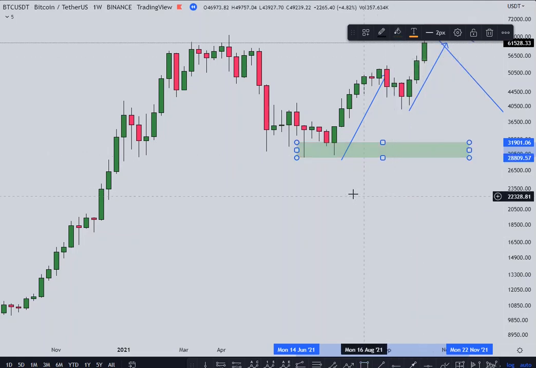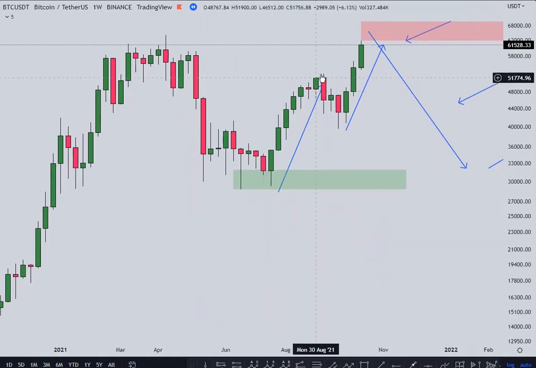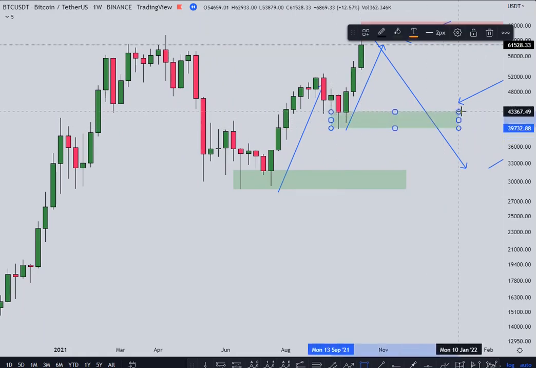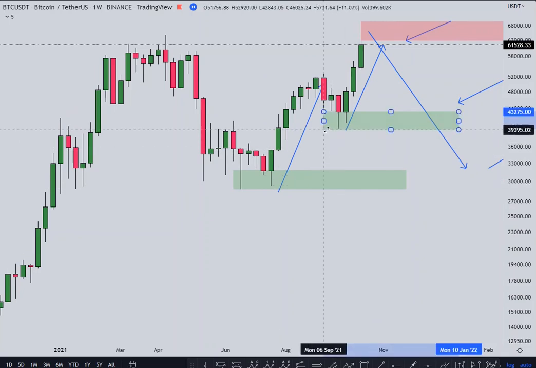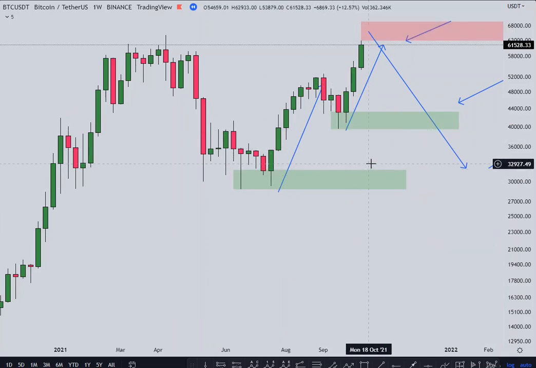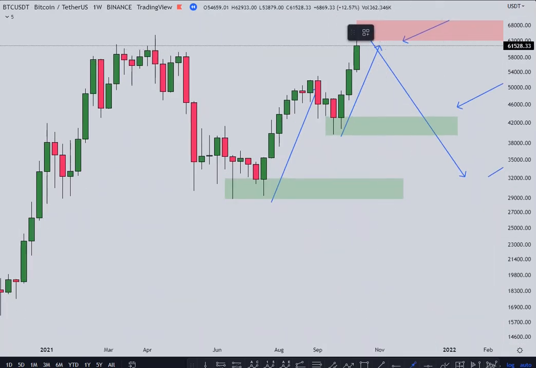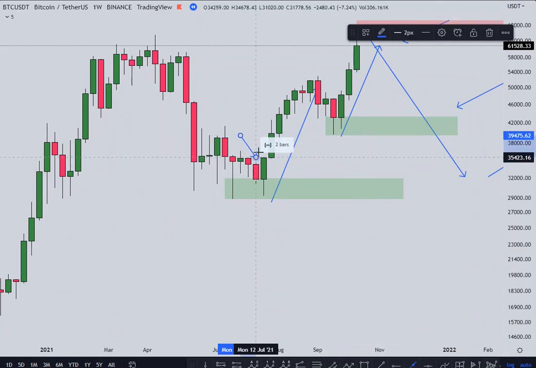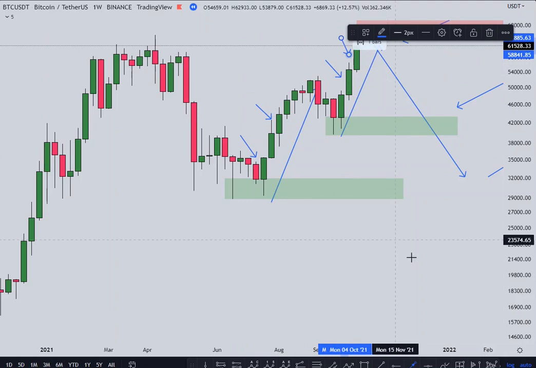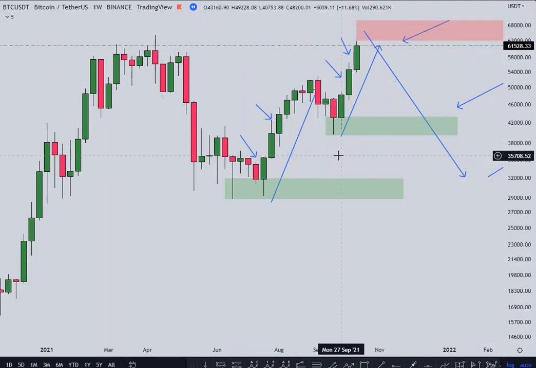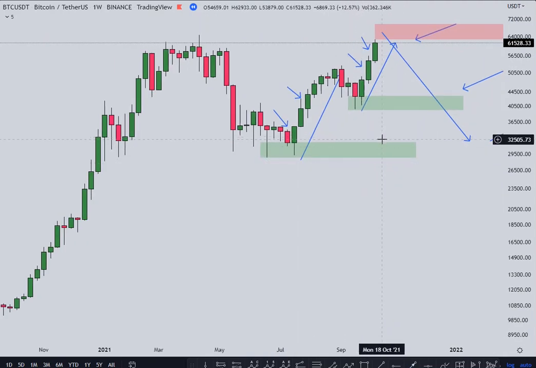Let me change the color. And here we have another demand area. These long lower shadows are a good representation of a demand area. And also you can see a few strong ERC candles here, an ERC candle here. So this is how you can look back to the chart to find the supply and demand zones.